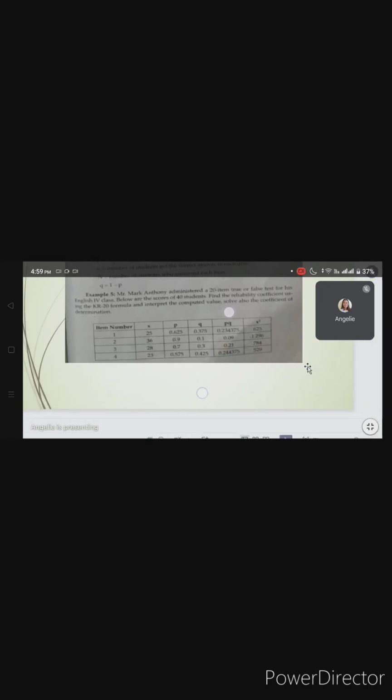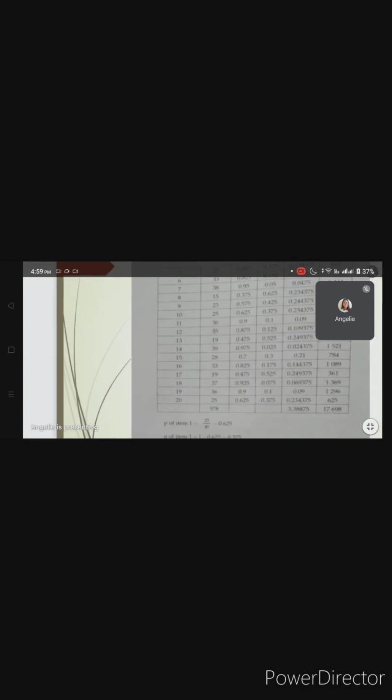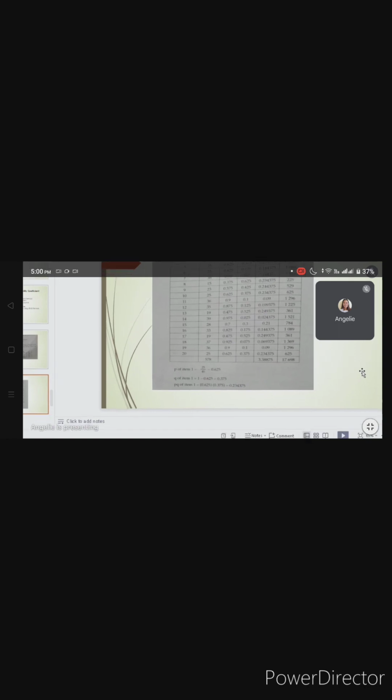So here in the table, you can see the item number, which is 1, 2, 3, 4. That column is the item number. And the X, the second column. The P, the third column. Fourth column is the Q. And the fifth column is the PQ. And the sixth column is the X squared. You can see there. Next slide, please. This is the continuation of the table until 20, which is the number of items.